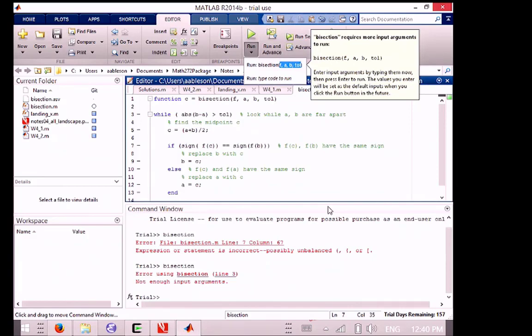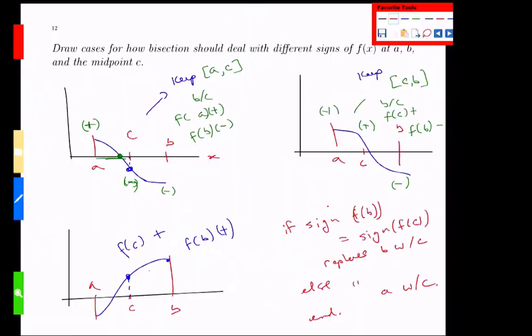Can you tell me where the roots are between A and B of the function f to a tolerance tol? And so we haven't given that information. It yells at us. All right. So we want to test this out.